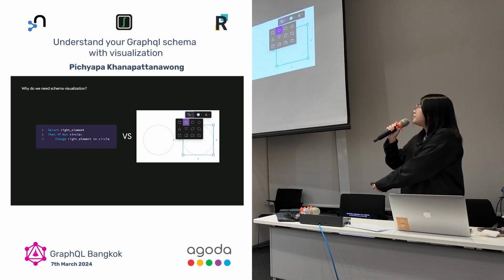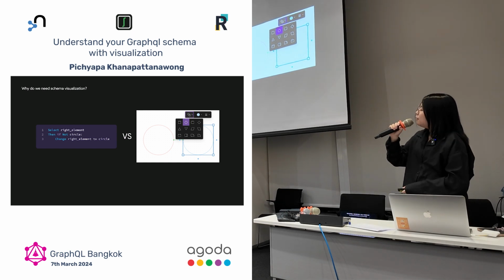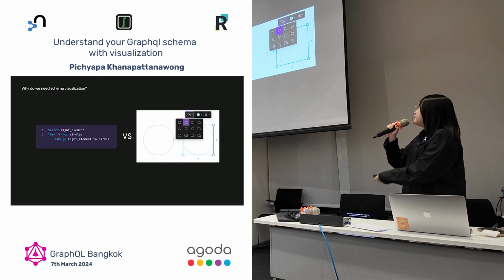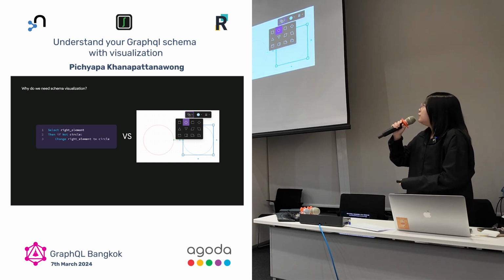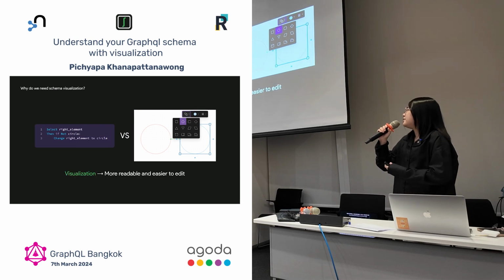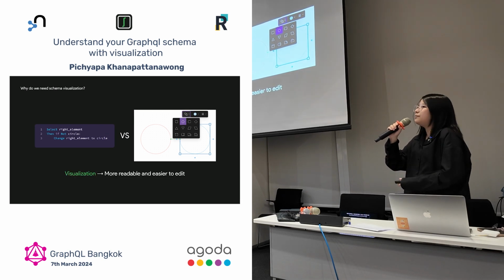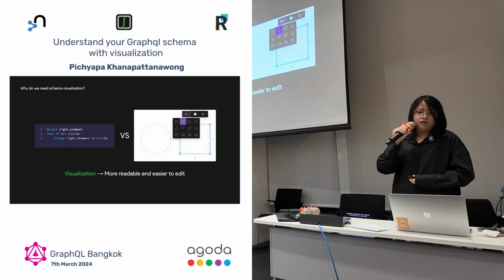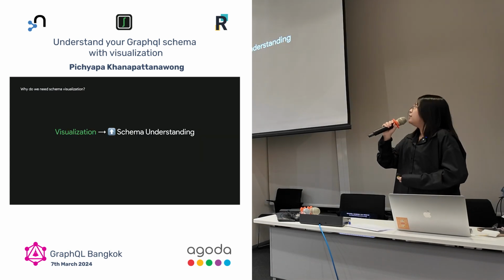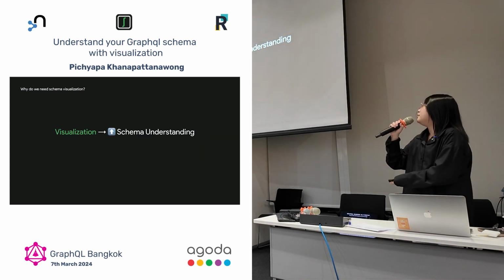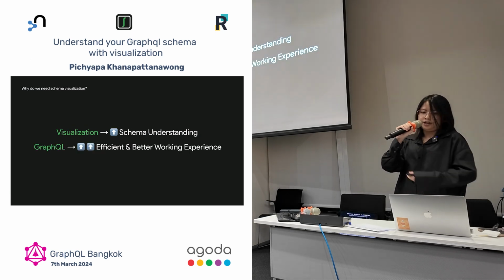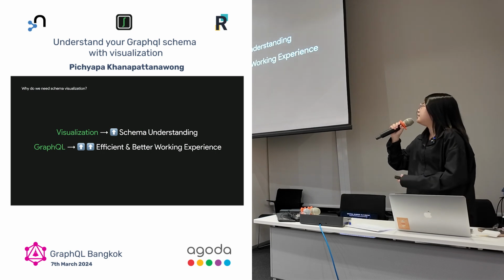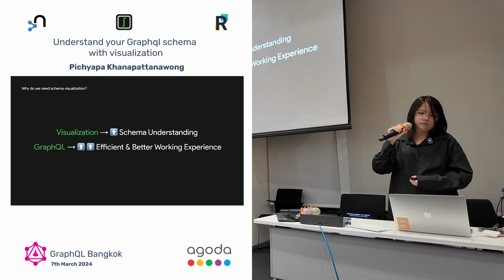So if you compare, on the right we have the pseudocode to change the element to circle, and on the left we have the UI to change it. And we can see that generally visualizations just make everything more readable and easier to edit. So with these benefits, visualization can help you understand your schema better, which in turn will help you and your team maximize the benefits that you can get from GraphQL.